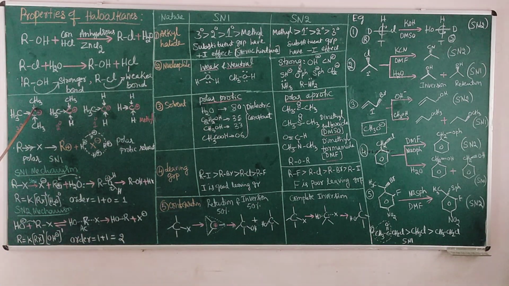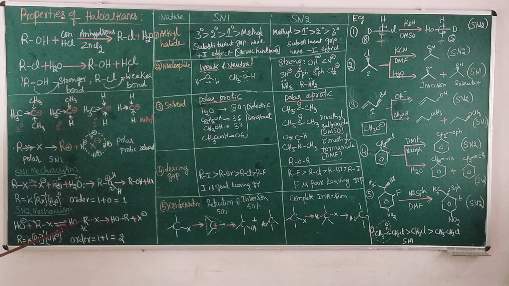Groups like this have a plus I effect: methyl has more plus I effect, and even more plus I effect comes from the ethyl group. If there is an ethyl group, it is more effective. So the carbocation is even further stabilized, favoring the SN1 mechanism. That is the condition required.